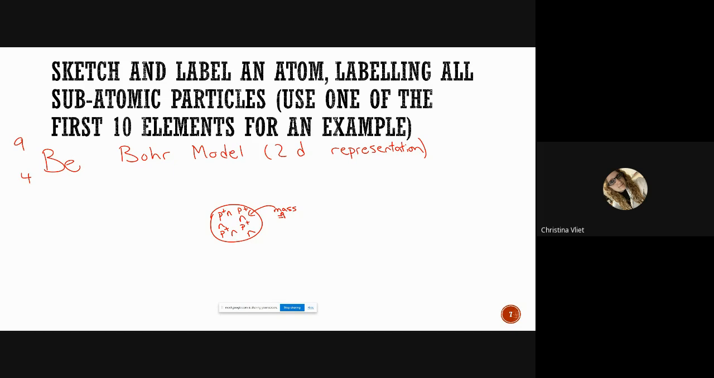The electrons, are they inside the nucleus? No, they're in the electron cloud outside of the nucleus. They exist in distinct energy levels. And so if we're using the Bohr model, we write those as rings. And so the first energy level, you write it as a ring, like that.